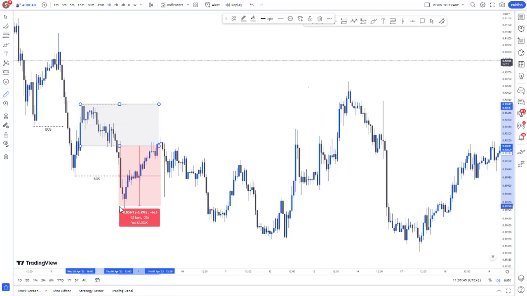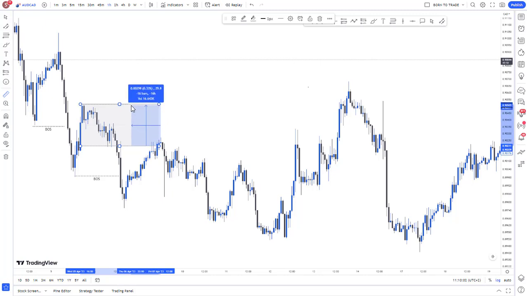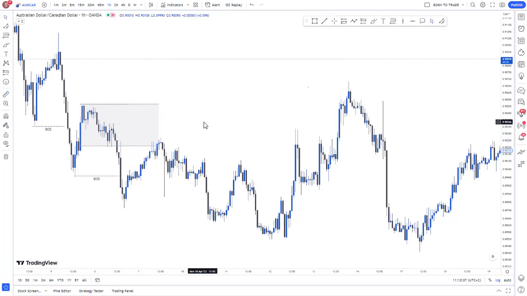The risk to reward is not really favorable. This is about 1:1.5 risk to reward. I don't think this is up to 1:2. This is about 1:1.5 risk to reward ratio, and it's not really a favorable one. That's why I said zone refinement is important. You can actually refine your zone and wait for price to come back to that.